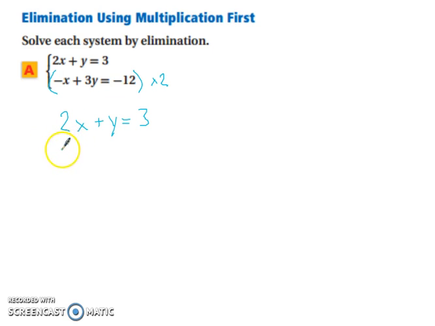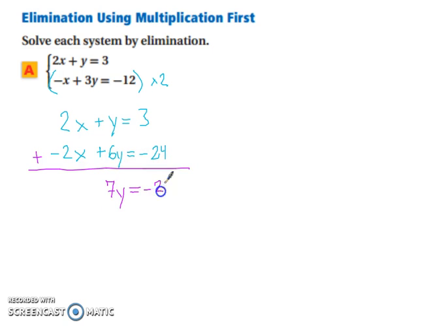And then in our next one, we're going to have negative 2x plus 6y equals negative 24. As a recap, all we did was multiply each term in our equation by 2. And now we can add or subtract. In this case, we would add because they're opposites. So that leaves us with 7y equals negative 21. So y must equal negative 3.